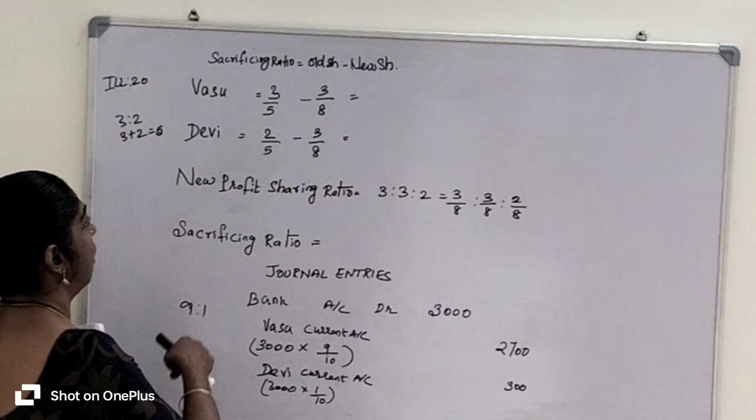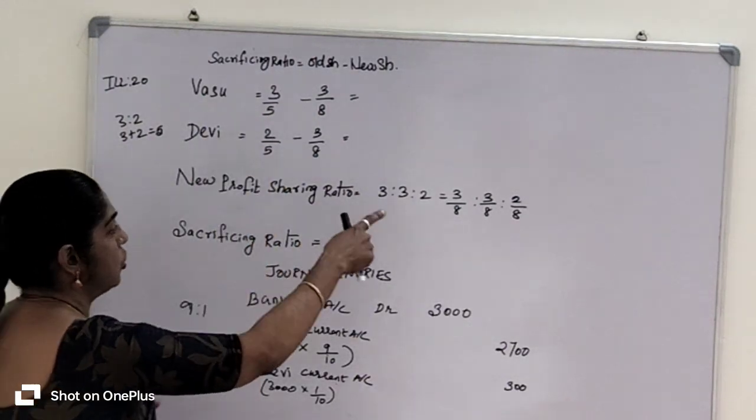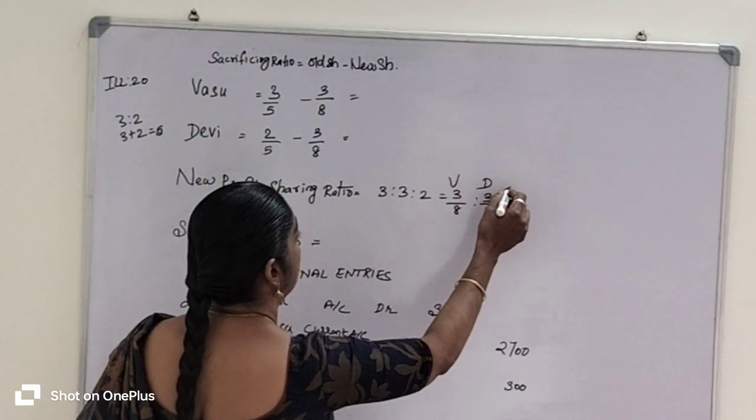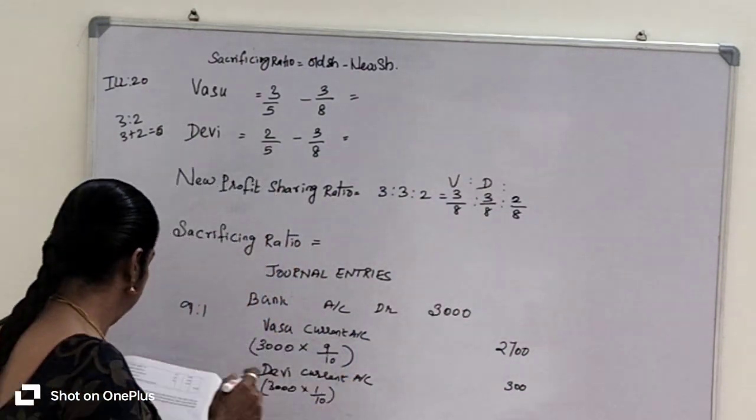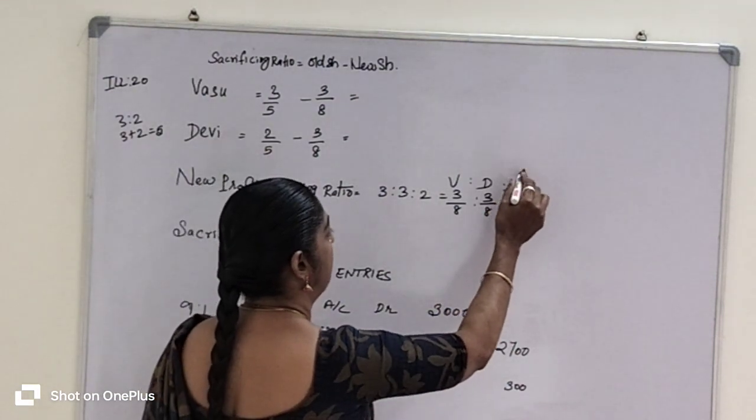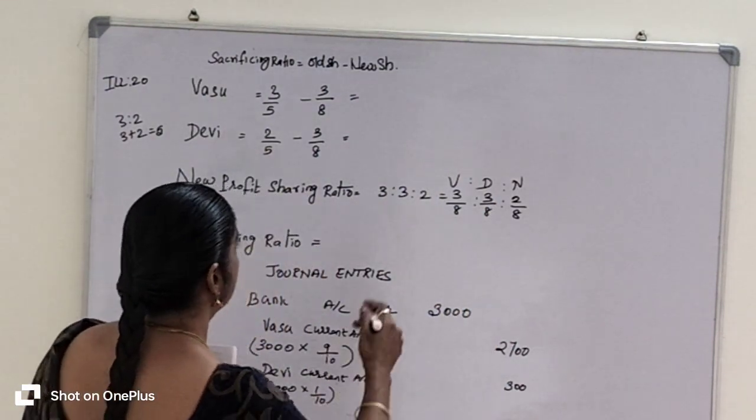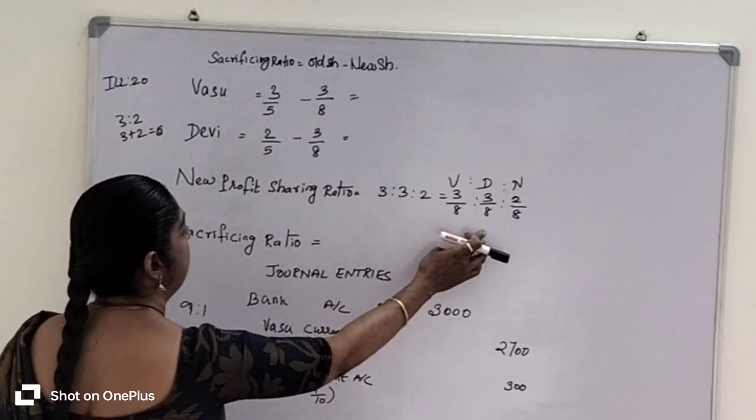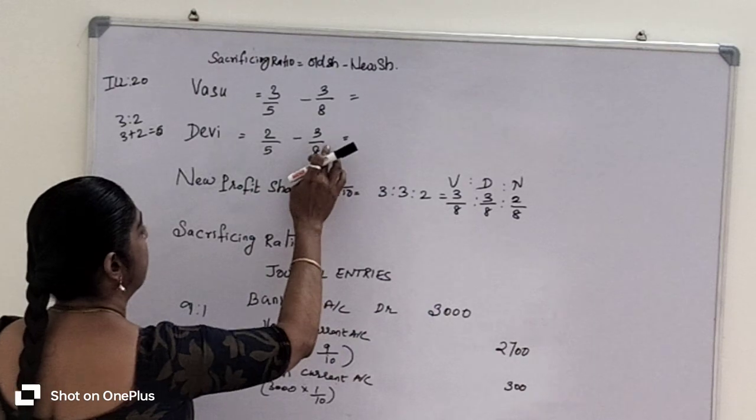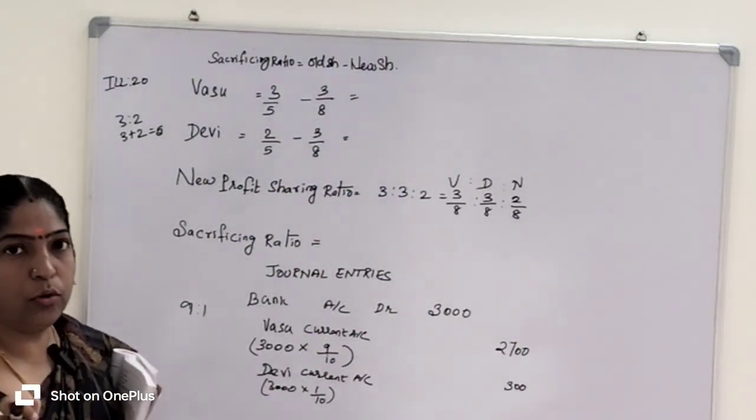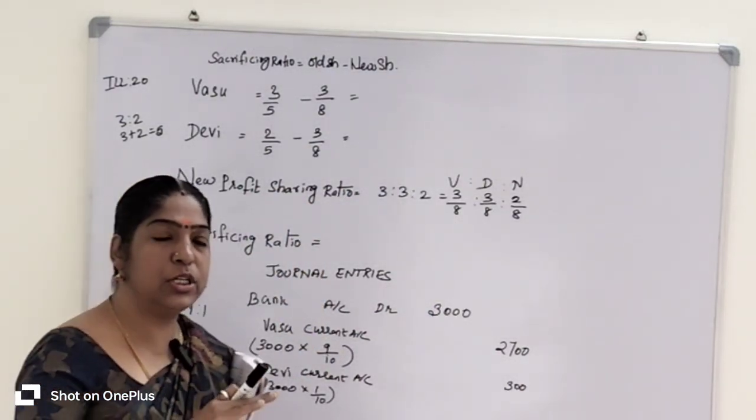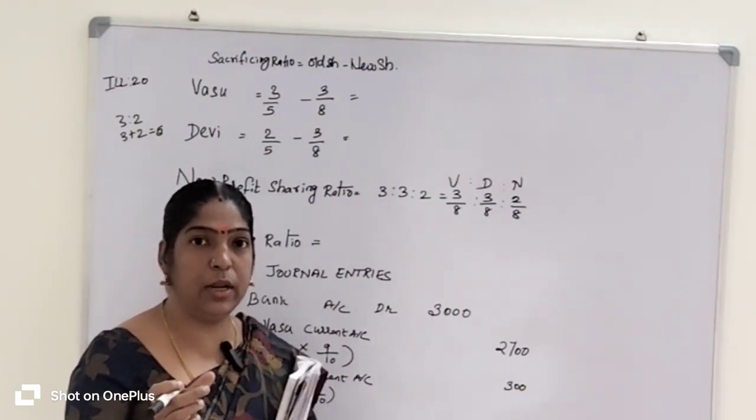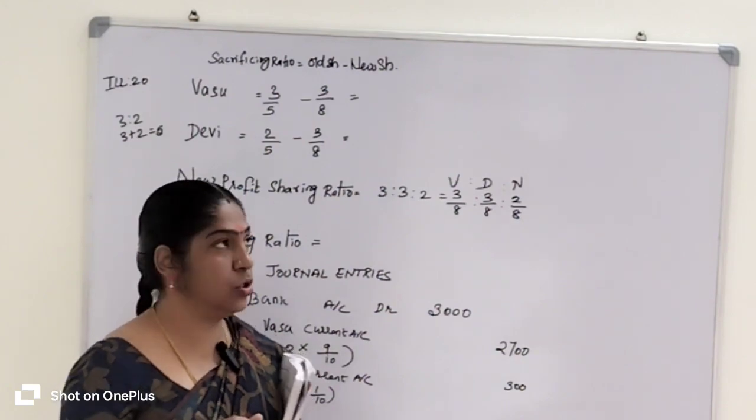Vasu's old share is 3/5, and this is for Devi. With this, 2/8 is for Nila, the new partner, which is Nila's new profit sharing ratio. Vasu's new profit sharing ratio is 3/8, and Devi's new profit sharing ratio is 3/8. So we are going to subtract new share from old share, and you will get the sacrificing ratio.